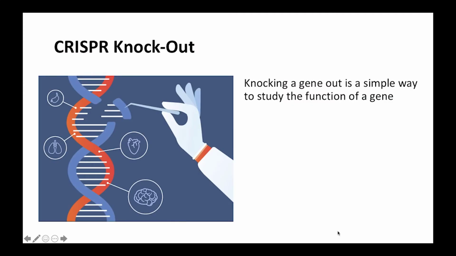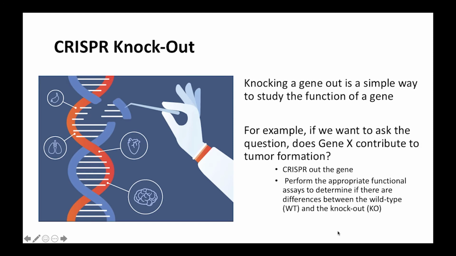Now, as Tim mentioned, we can use CRISPR to knock out a gene. You might be wondering, why would you want to knock out a gene? What's the point of that? Well, knocking out a gene is a simple way to study the function of a gene, to see what a gene could be involved in. For example, if we wanted to ask the question, does gene X contribute to tumor formation? The way we'd address that is we would CRISPR out the gene and then perform the appropriate functional assays to determine if there are differences between the wild type, meaning the normal version of this gene, and the knockout.